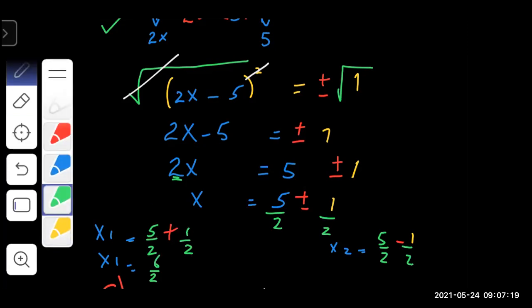6. Oh my, I ran out of space. And what is 6 divided by 2, guys? 3. Oh my gosh, this looks awful, but this is the first solution. X equals 3. And what would be the second solution, guys? 5/2 minus 1/2. 4/2, right? And 4/2 is 2. Excellent.